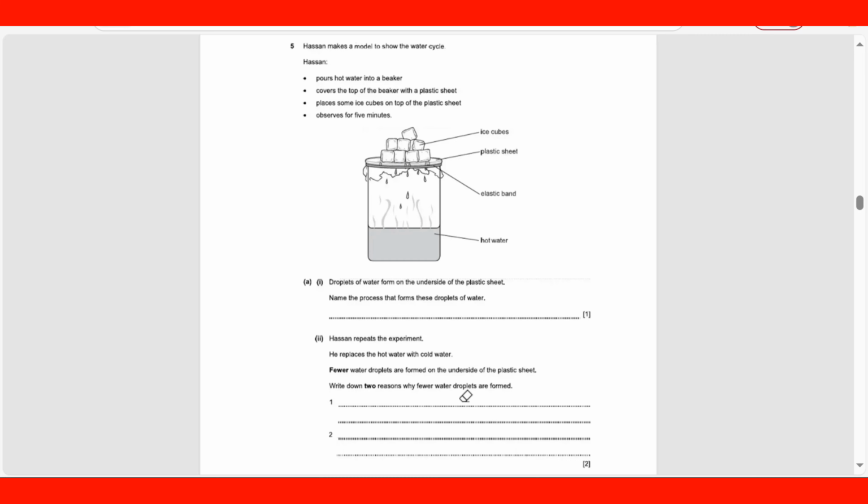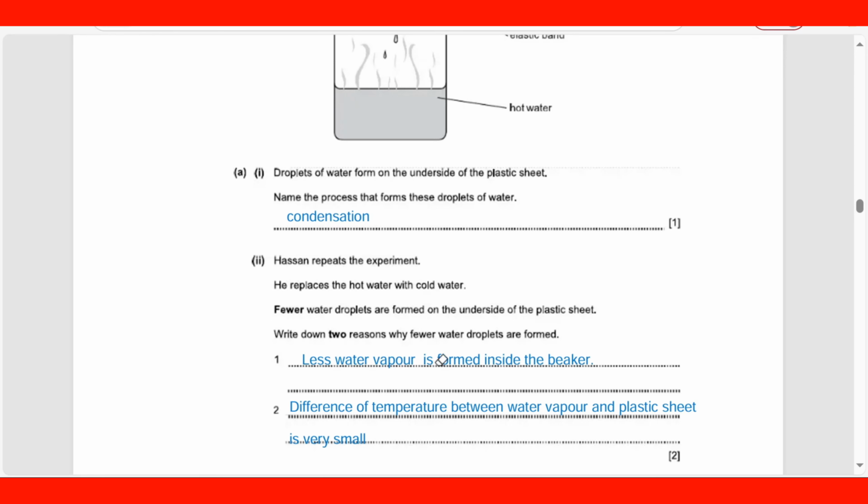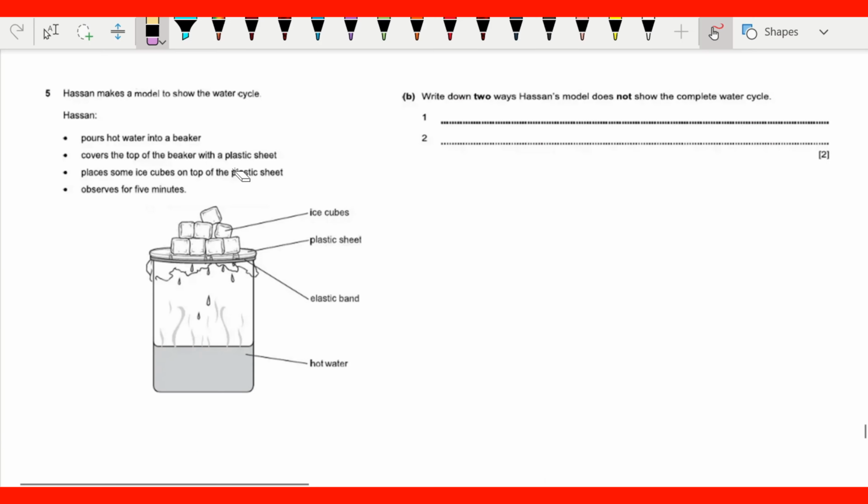Okay, let's check out the answer. If you need some more time, you may pause this video anytime. So the answer is less water vapor is formed inside the beaker, and the difference of temperature between water vapor and plastic sheet is very small. Alright, let's move on. So now we are in question 5b. Write down 2 ways Hassan's model does not show the complete water cycle.